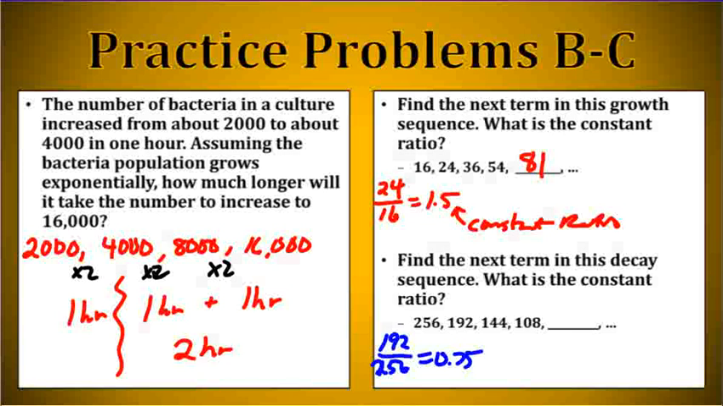So 108 times 0.75 gives us 81. So it's really 75% of the previous number. So 108 times 0.75 gives you your 81.